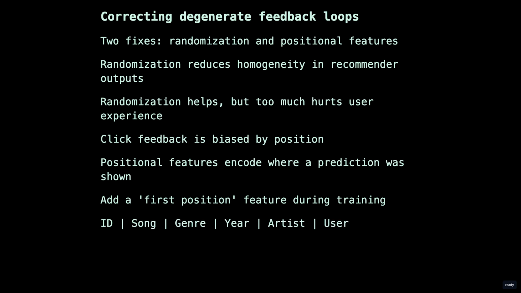The table makes the feature engineering idea concrete. The same song can have different click outcomes depending on whether it was shown first, which is exactly the kind of information the model needs to see during training.